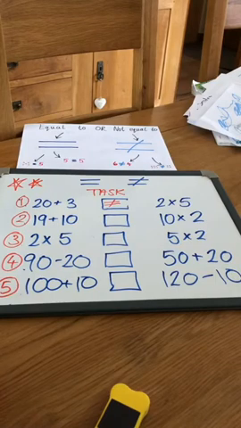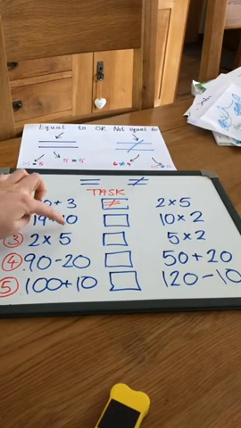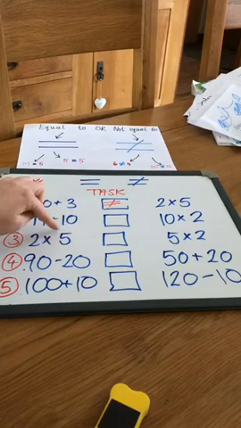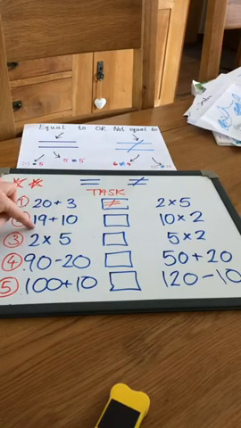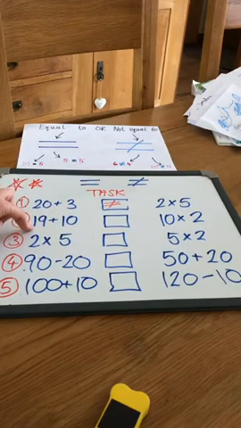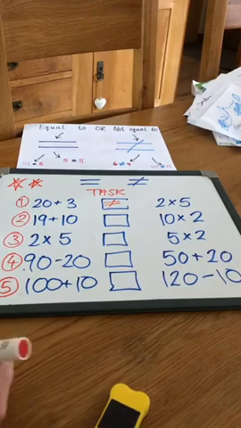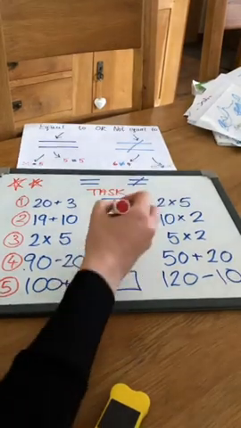Number 2, 19 add 10 and 10 times 2. So we've got 19 add 10. So there's no units there, no ones to add on there, just tens. So we just need to change this one, don't we? So 19 add 10 would be 29. And 10 times 2 is 20. So that one is also not equal.